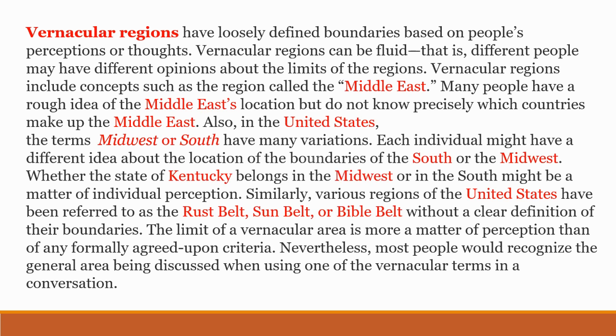Vernacular regions have loosely defined boundaries based on people's perceptions or thoughts. Vernacular regions can be fluid, that is, different people may have different opinions about the limits of the regions. Vernacular regions include concepts such as the region called the Middle East. Many people have a rough idea of the Middle East's location but do not know precisely which countries make up the Middle East. Also, in the United States, the terms Midwest or South have many variations.